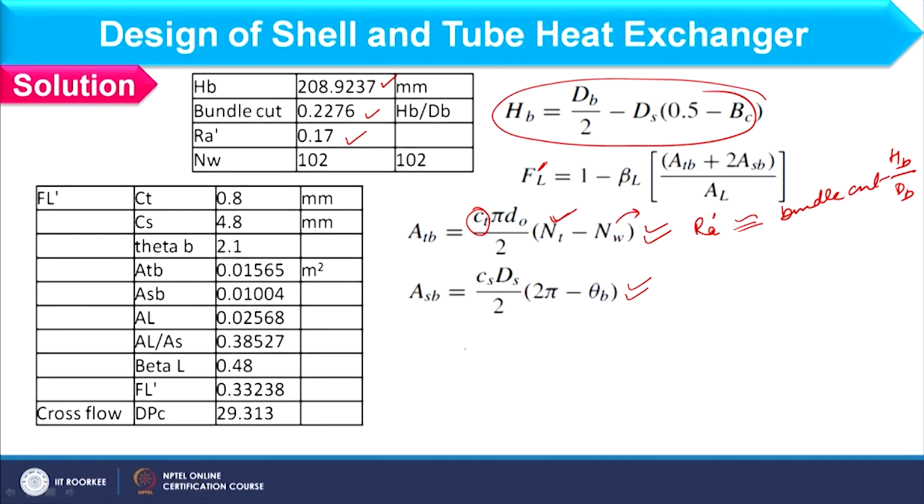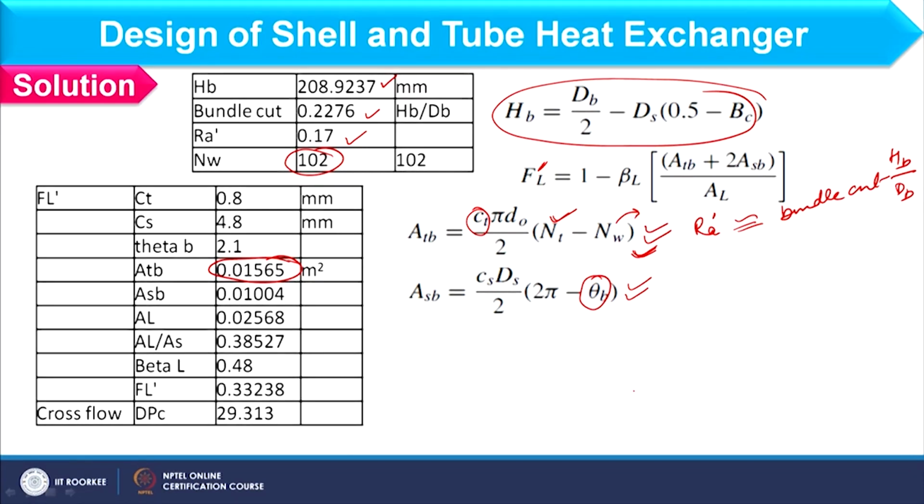Okay. Now once you have RA dash value and total number of tubes, you can find out NW as 102. Okay. So based on that you can find out ATB value, which is coming out as 0.01565 meter square. Okay.